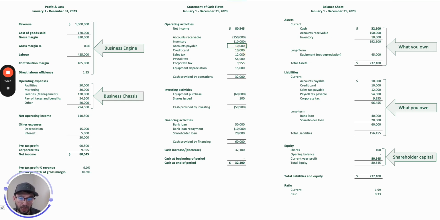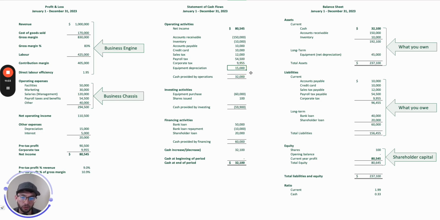Next, we have accounts payable, so 10,000. Now this is a positive. What that means is that we owe someone else $10,000, so we haven't had to pay that out of our bank account yet. Same thing with credit card, same thing with sales tax, payroll tax, corporate tax. So all of our tax accounts, we haven't paid all of our tax yet. We owe that money out.